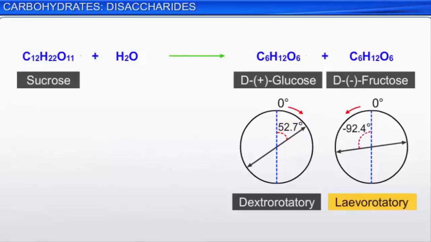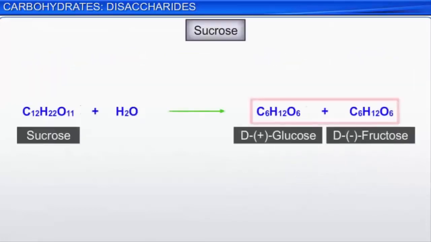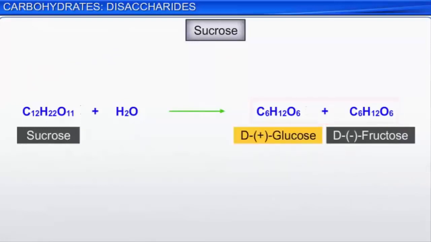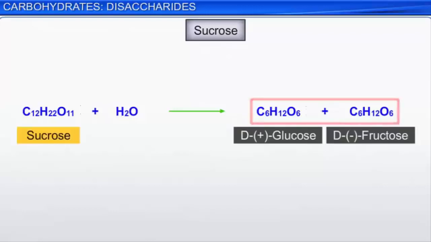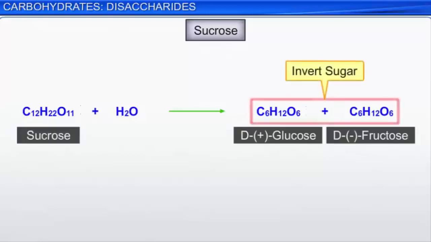The sign of optical rotation changes from dextrorotatory to levorotatory during the process of hydrolysis. This is called the inversion of sugar. The levorotatory mixture, which is a mixture of equimolar glucose and fructose obtained from the hydrolysis of dextrorotatory sucrose, is called invert sugar. Invert sugar is the main ingredient of honey.